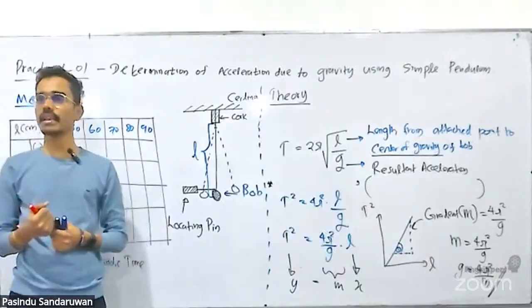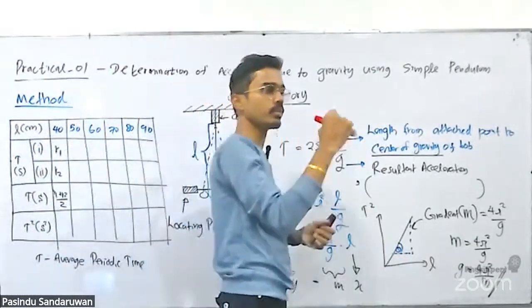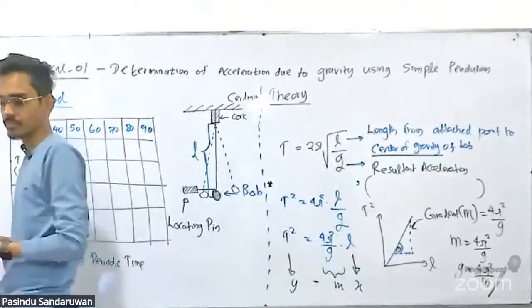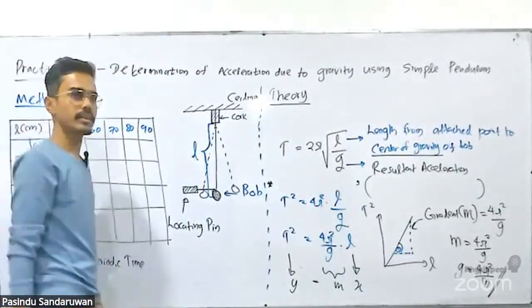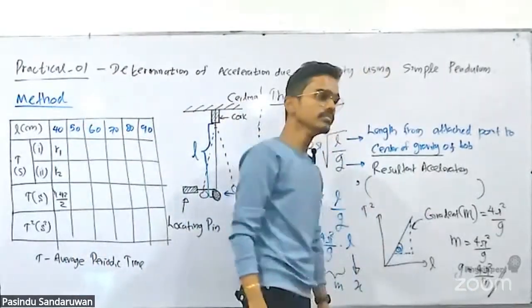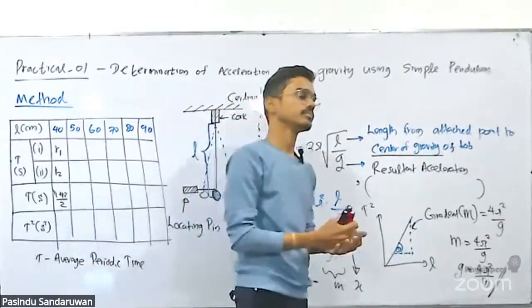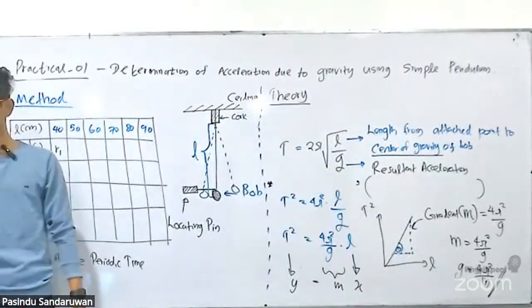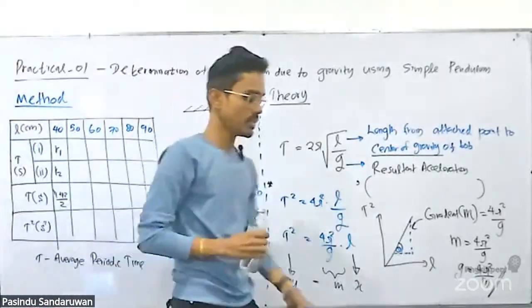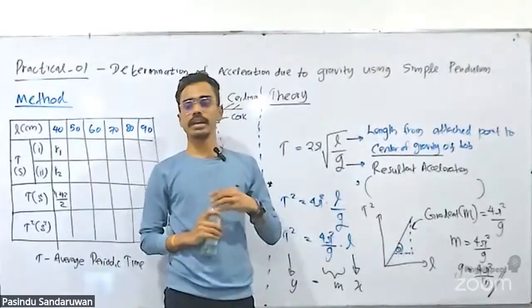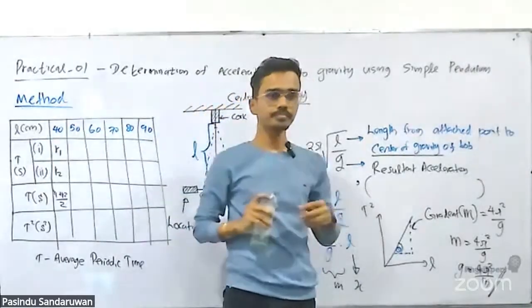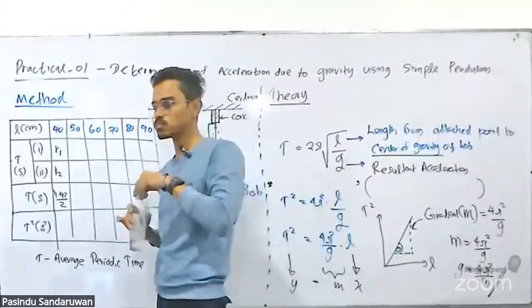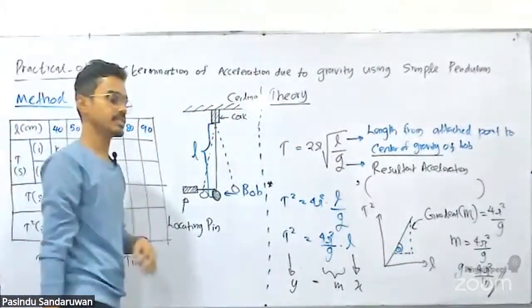Plot T squared against L. Next point: plot T squared against L. Last point: calculate the gradient of the graph.